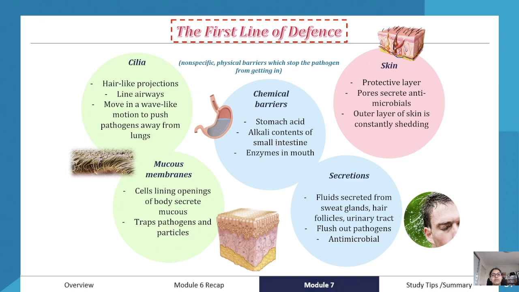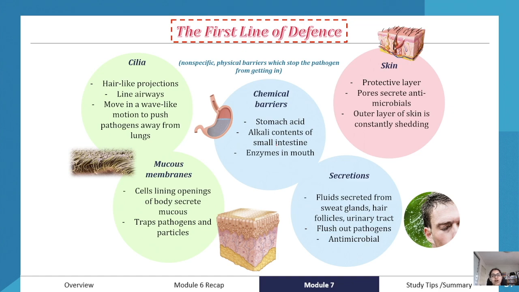The innate immunity essentially has the first line of defense and the second line of defense, and it is non-specific, so it's non-specific to different pathogens. It doesn't discriminate between, for example, I'm only going to work if it's a virus, or it doesn't discriminate between the transmission of the disease. So it's non-specific, and it's fast as well.